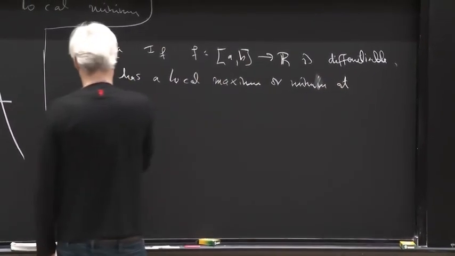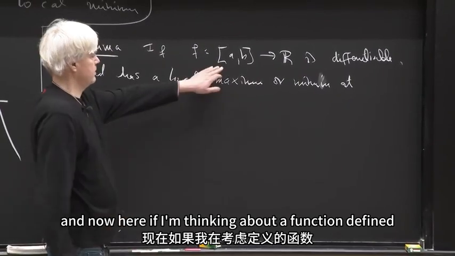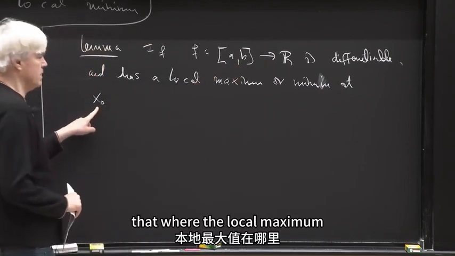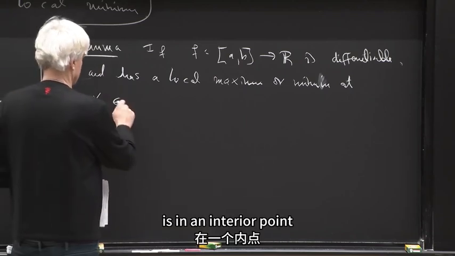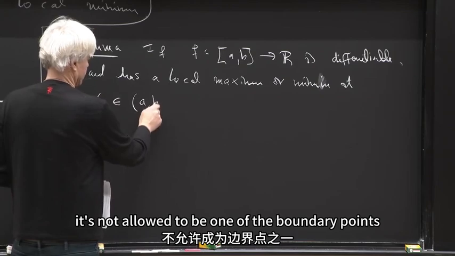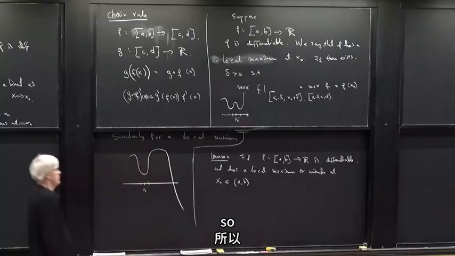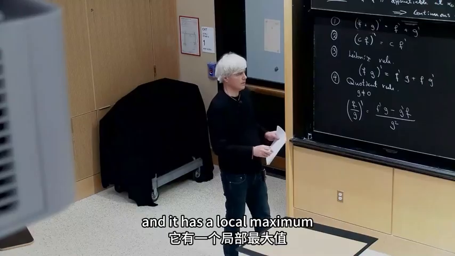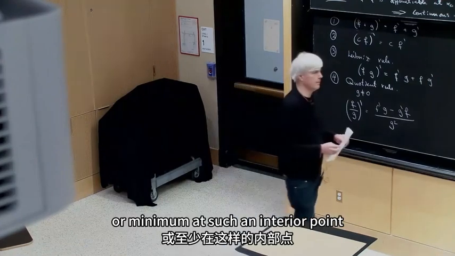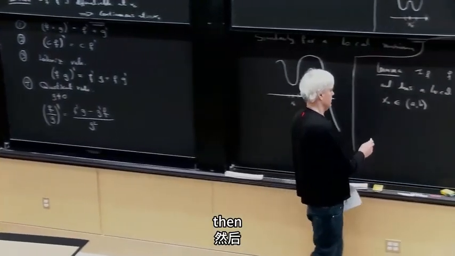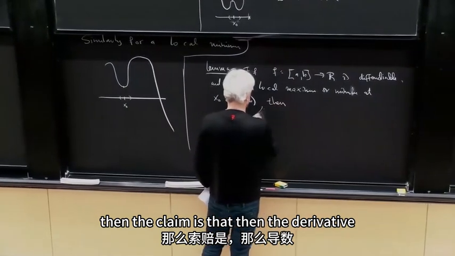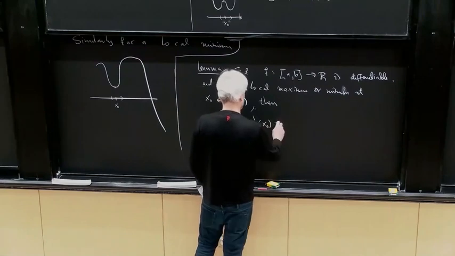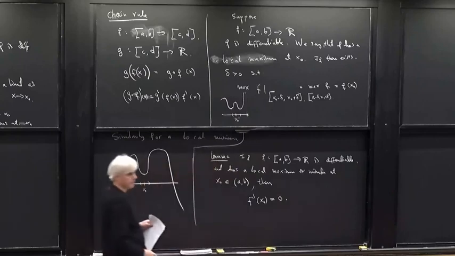at x0. Now here, if I'm thinking about a function defined on a closed interval like this, it's important that the local max or min is at an interior point. It's not allowed to be one of the boundary points. So if it is differentiable and it has a local maximum or minimum at such an interior point, then the claim is that the derivative at x0 is equal to 0. Okay?